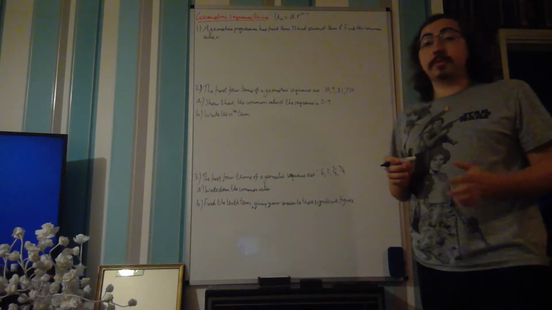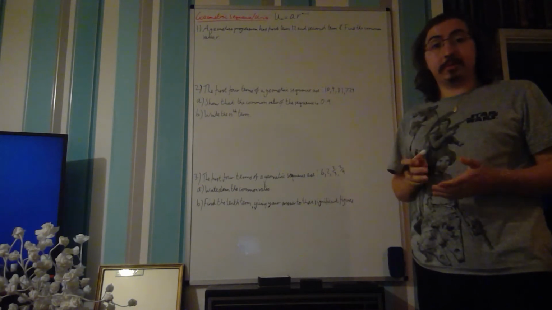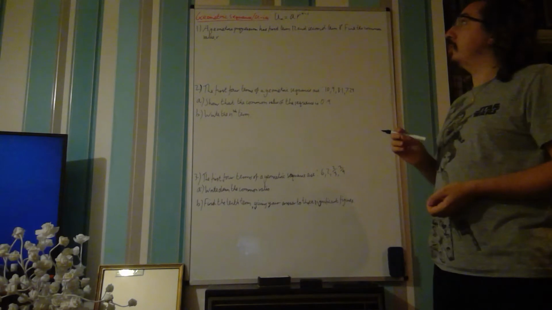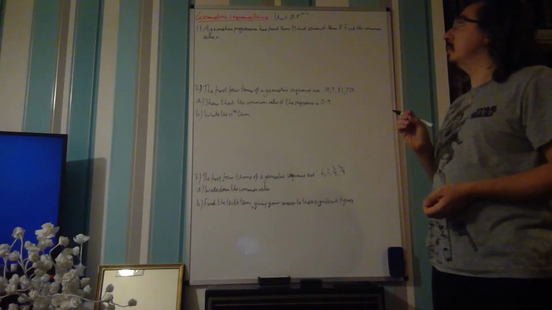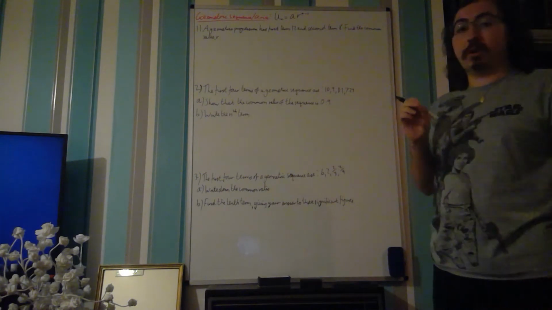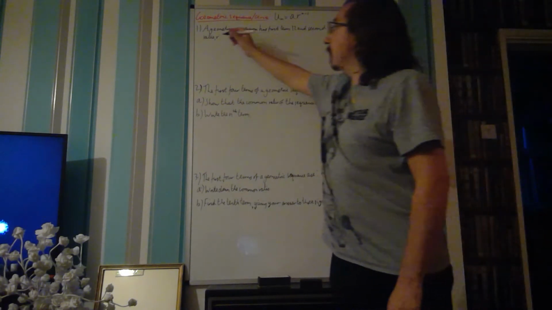In this video, we're going to look at three simple problems related to geometric sequences. For the first problem, we're given a geometric progression with first term 12 and second term 8. We want to find the common ratio r. So let's label what we have then.